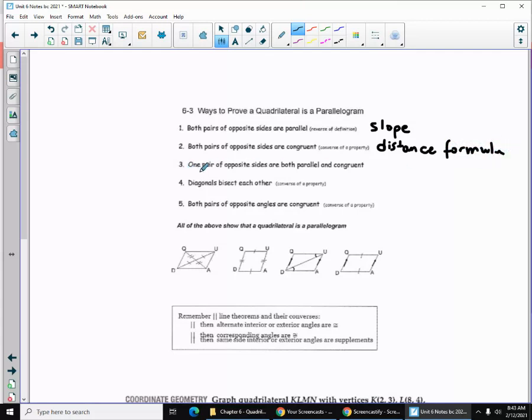You can also show that one pair of opposite sides are both parallel and congruent. So you have to show slopes and use the distance formula. Number 4, diagonals bisect each other. So how do you show that diagonals bisect each other? You will use midpoint.